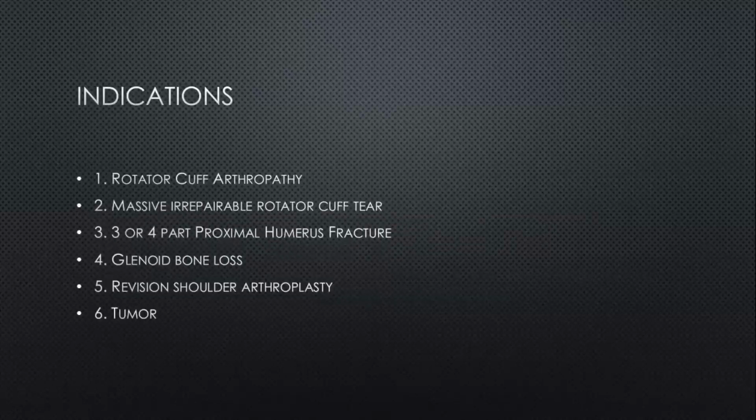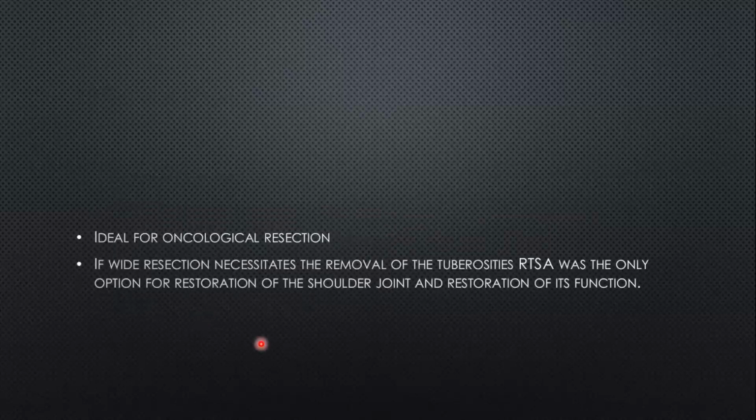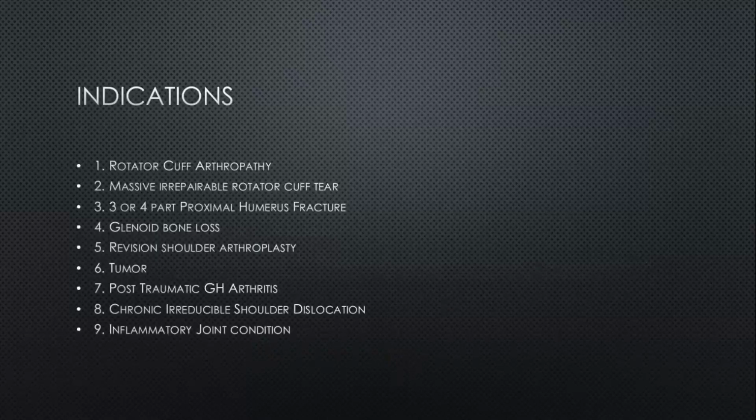Another thing is tumor. In cases of tumor, ideally we have to go for a radical resection of all the tumor tissues. A lot of structural integrity will be lost, and in those cases, to regain the shoulder motion, the best option is to go for an RTSA. So this gives us an option in tumor cases as well. And some of the other indications are post-traumatic glenohumeral arthritis, chronic irreducible shoulder dislocation, and inflammatory pathologies.